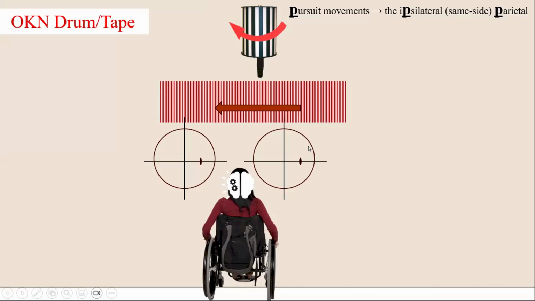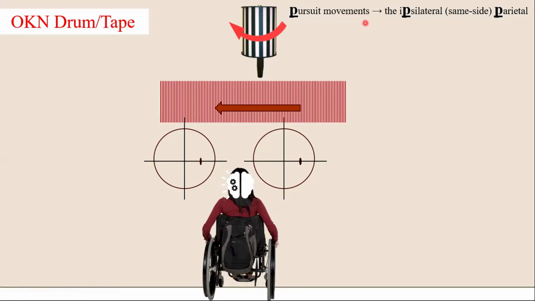So this is another example to fit our MCQ. This is the patient, okay? And the patient is asked to look at the optic kinetic strip or the drum, which is moving towards the patient's left. There must be pursuit movement to the left. So the patient's eye should move to the left. This is the first phase.